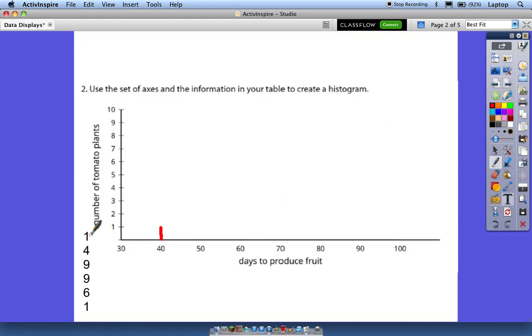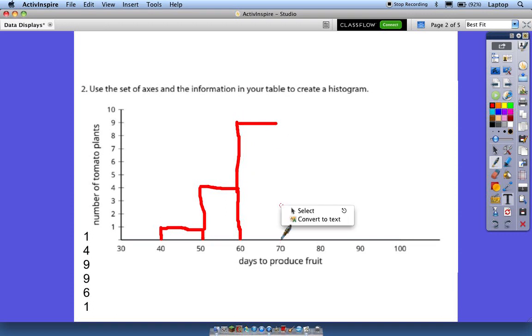But the first bar, and it should be 1 tall. The second bar should be 4 tall. And the bars go all the way across from 50 to 60. Now, the next bar should be 9 tall, 9 tall right about here. And all the way to 70. And the next bar is also 9.